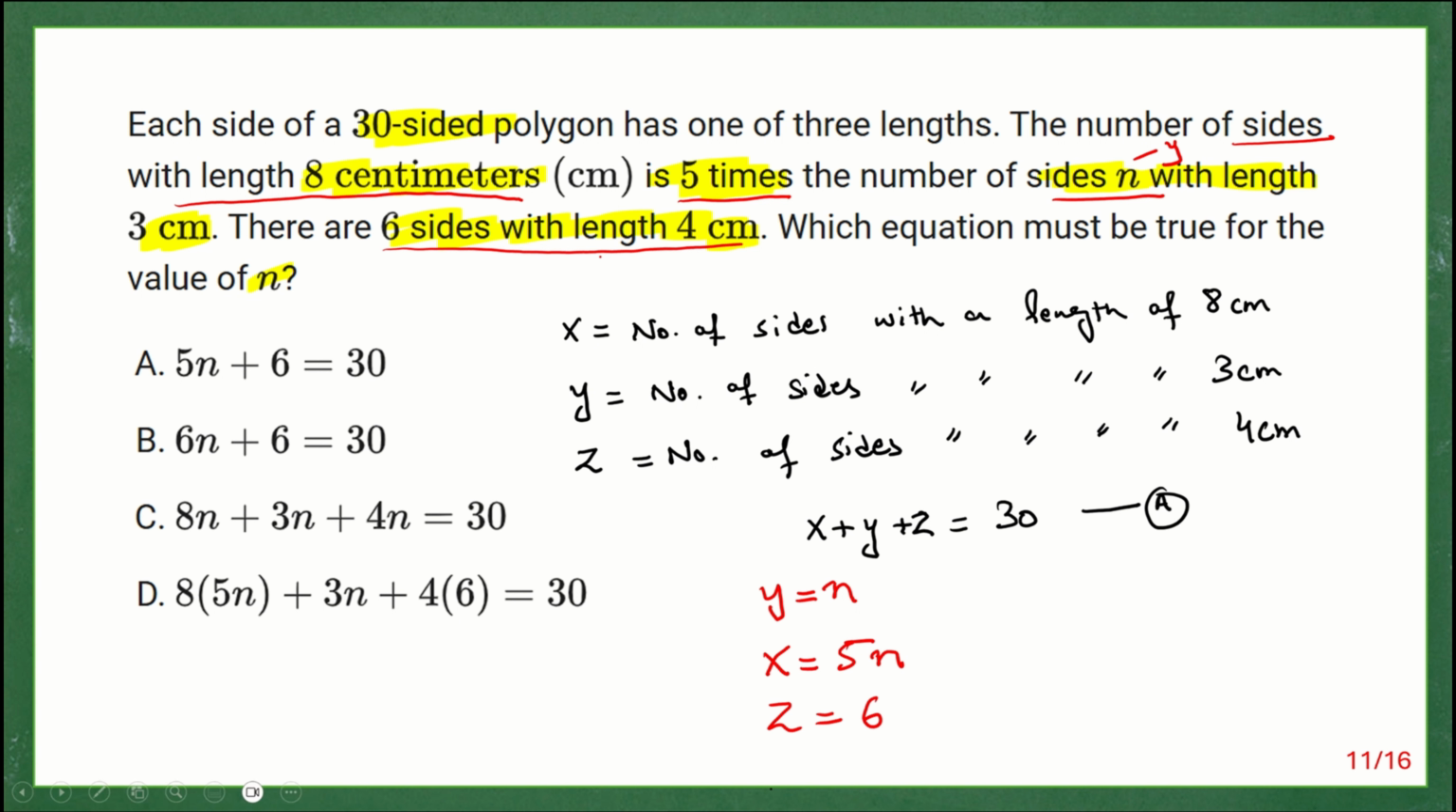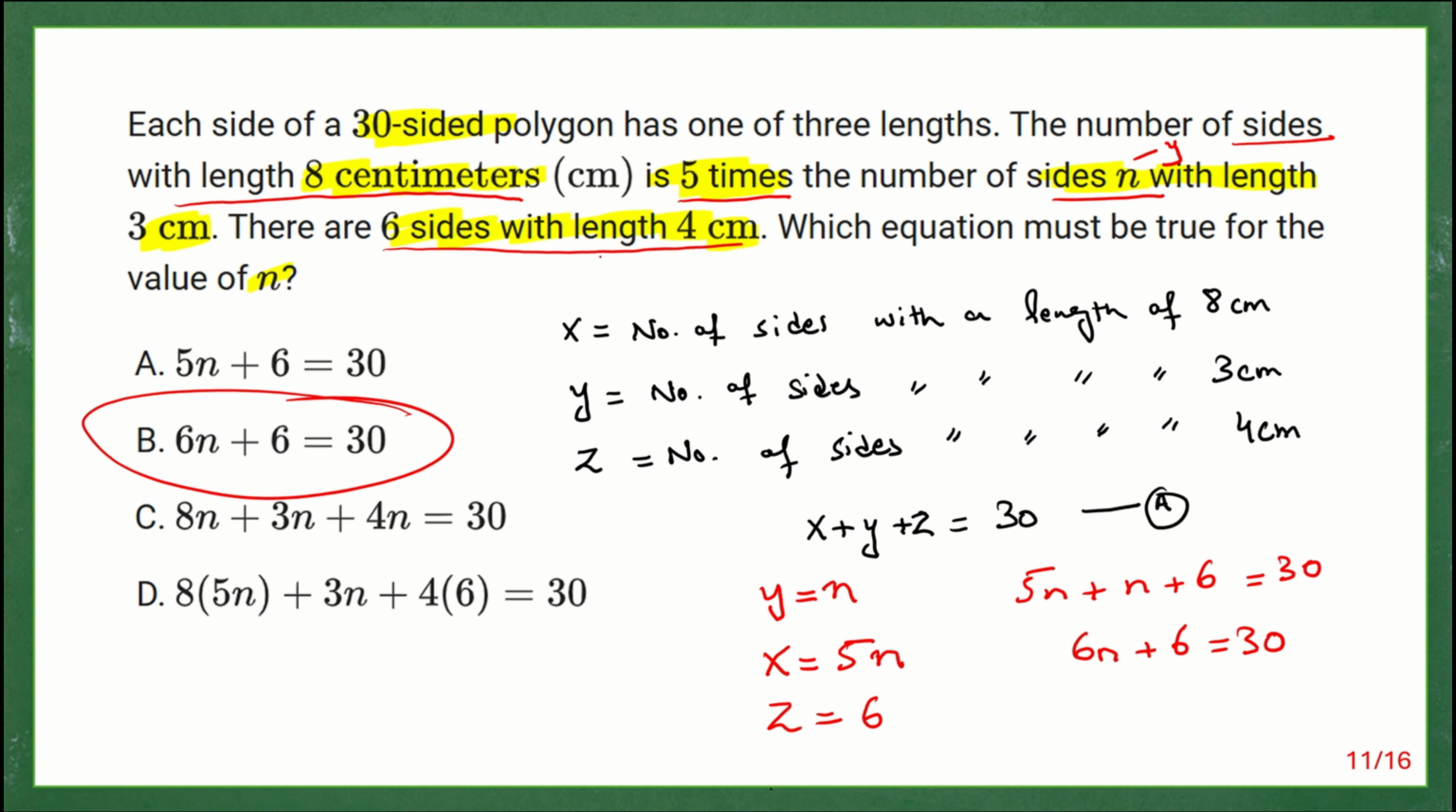Finally, we have 6 sides with a length of 4 centimeters, so z equals 6. Now we can plug this information into the above equation, so it becomes 5n plus n plus 6 equals 30, or 6n plus 6 equals 30, and that is our option number B.